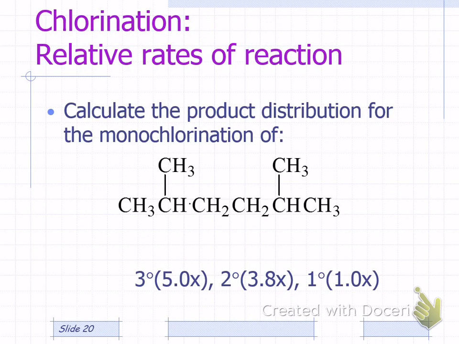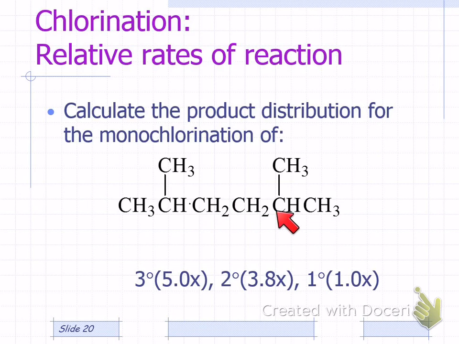So let me go through the question. First of all, calculate the distribution for the monochlorination of this compound. That's not a radical. That little dot just showed up in between, so that's not a radical there. There's a single bond there. Okay, I'll fix it. I just realized it now.